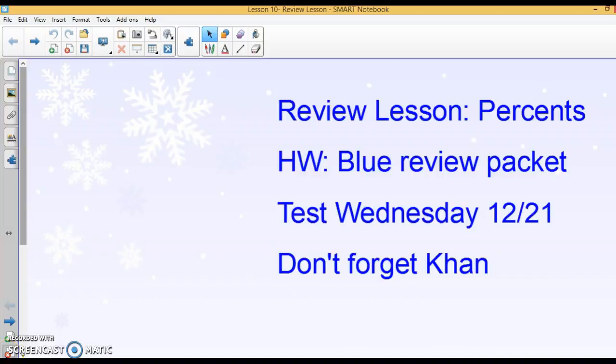Today's lesson is the last lesson in the percent unit. It is a review lesson. The homework is a blue packet, but this year it's copied on white. That is going to be graded. And the lesson that goes with this is a salmon color sheet that you'll get in class.